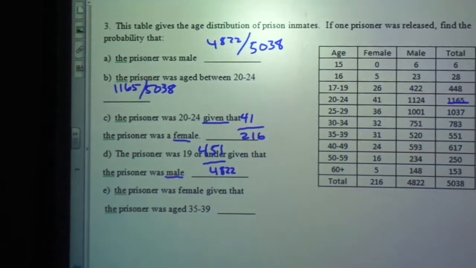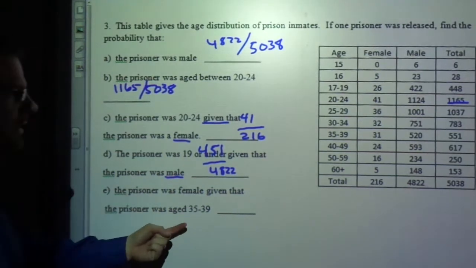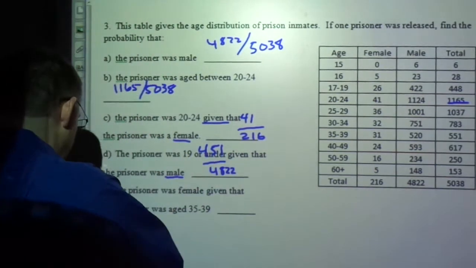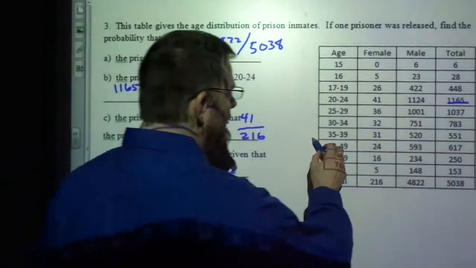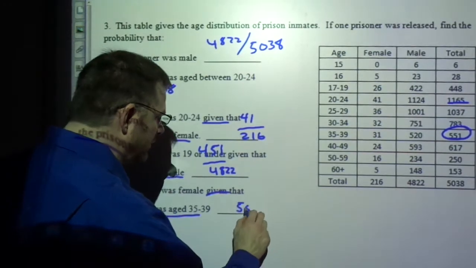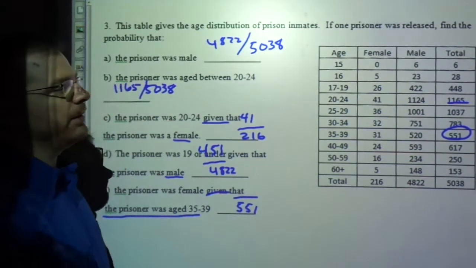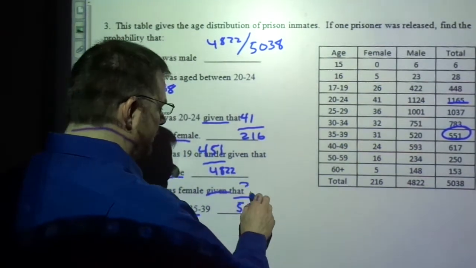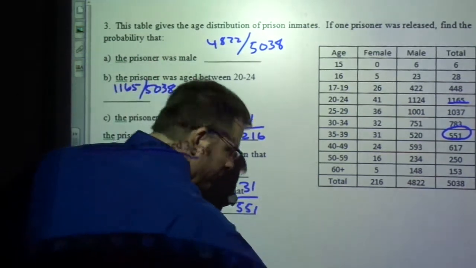The prisoner's female, given that the prisoner was age 35 to 39. So now we're putting this group here into a room, and we're saying, what's the probability that I pick one of those 551 people? What's the probability that one of those is a woman? There are 31 women out of those.